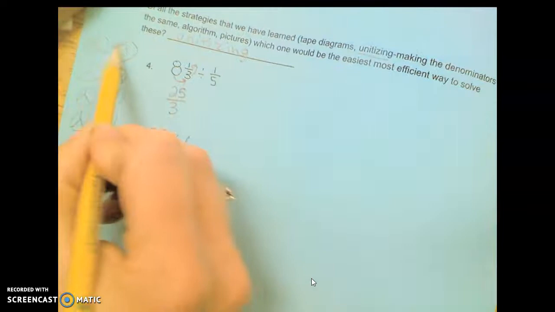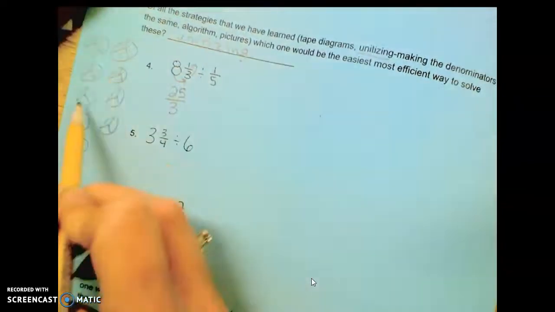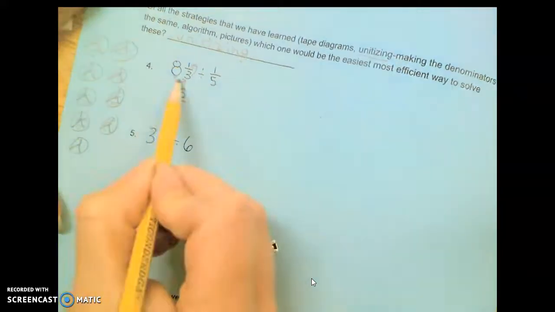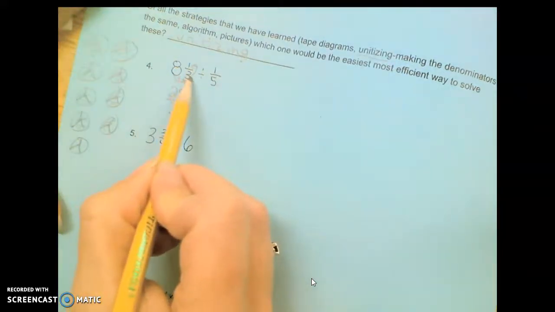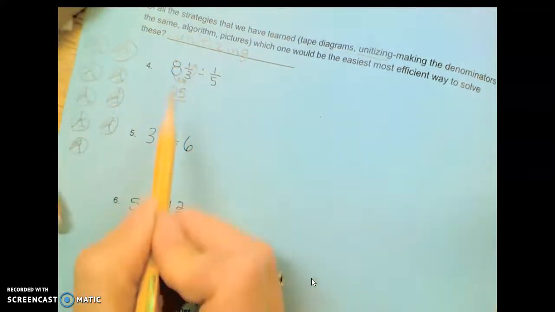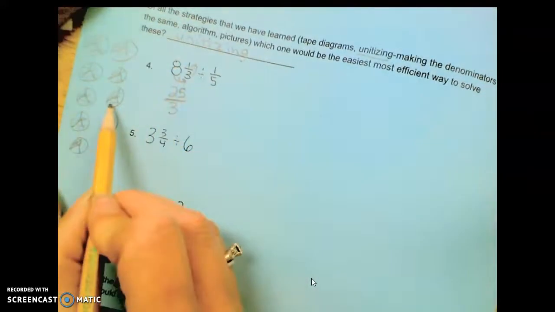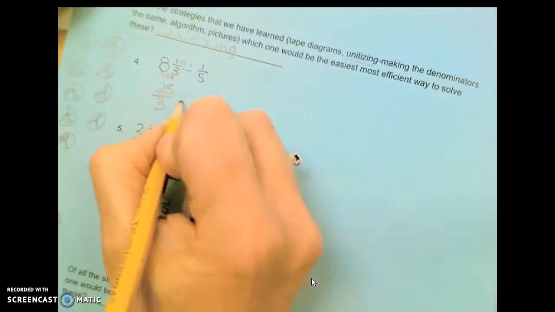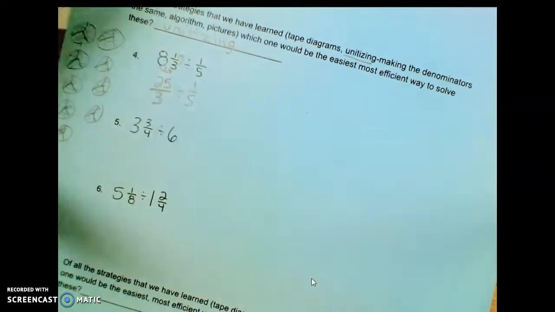So if I have 8 of these, that means I have all of these pieces here, which means I have 8 groups of 3 pieces. 8 times 3, that's where I get my 24. Plus I have one more piece, that's where I get my 25. And then what size are my pieces? These are all thirds. So I have 25/3 divided into fifths. That still doesn't help me.